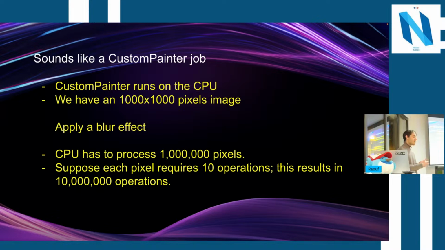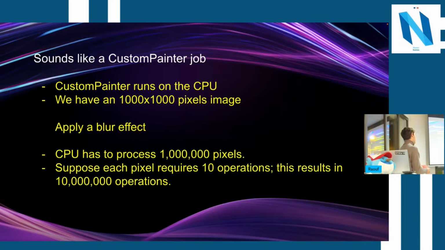The problem here is that when you use a custom painter, that code is dark code. The code is going to be running on the CPU. Take a simple example, an image that is 1,000 by 1,000 pixels, and then we try to apply the blur effect. I mean, it's very, very applicable.